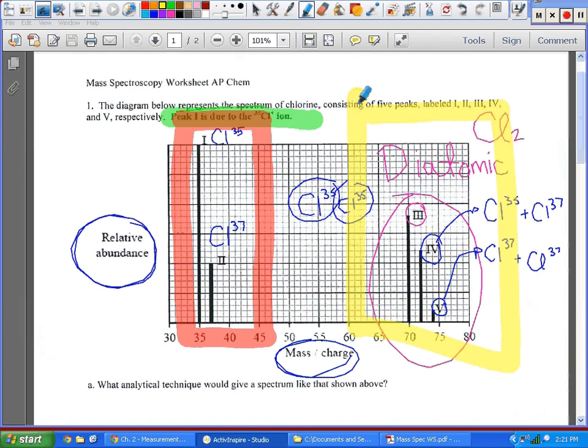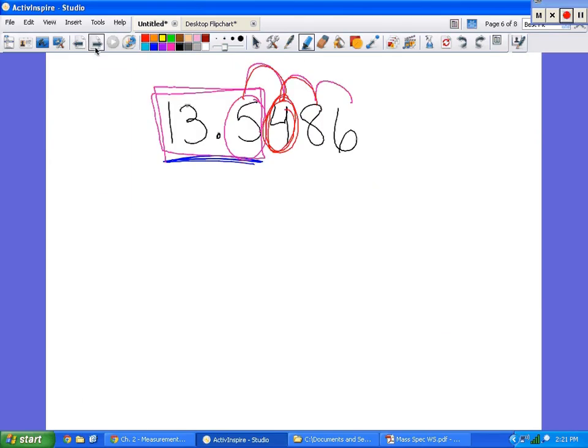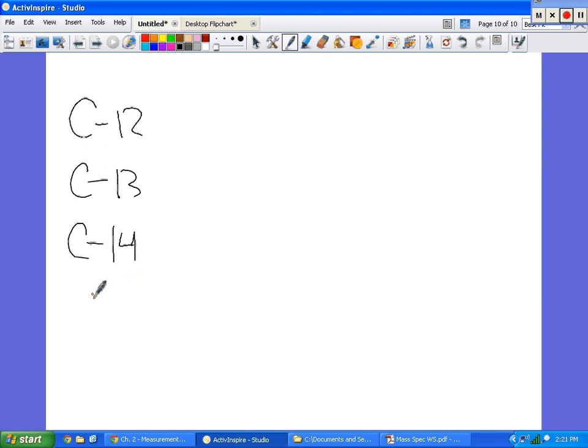Now, let's look at carbon. We know that we have carbon 12, carbon 13, and carbon 14. Where will the highest peak be? 12. Do y'all agree? All right. Let's pretend that carbon can make a diatomic. Where would another high peak be for a carbon diatomic? Very good. So do you agree to get the 24 peak, you would get C12 and C12 combined?